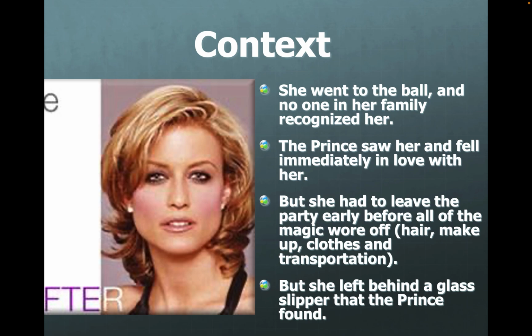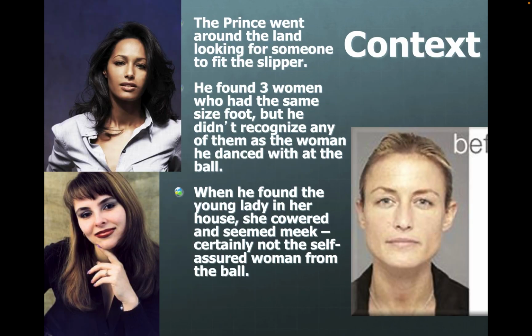The prince saw her and fell immediately in love with her, but she had to leave the party early before all of the magic wore off, her hair, her makeup, her clothes, and her transportation. But she left behind a glass slipper that the prince found. Now, if you've heard this story before, get ready because it's going to end differently. The prince went around the land looking for someone to fit the slipper. He found 3 women who had the same size foot, but he didn't recognize any of them as the woman he danced with at the ball. When he found the young lady in her house, she cowered and seemed meek, certainly not the self-assured woman from the ball. She looked like this.